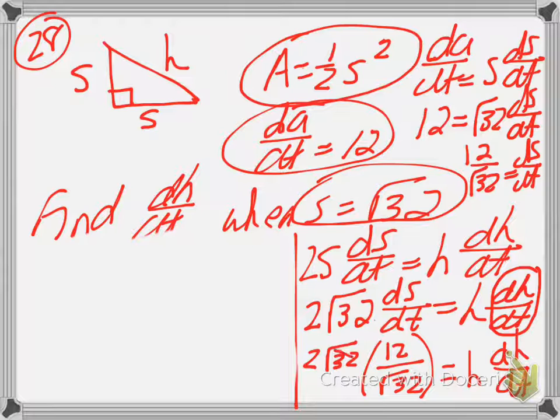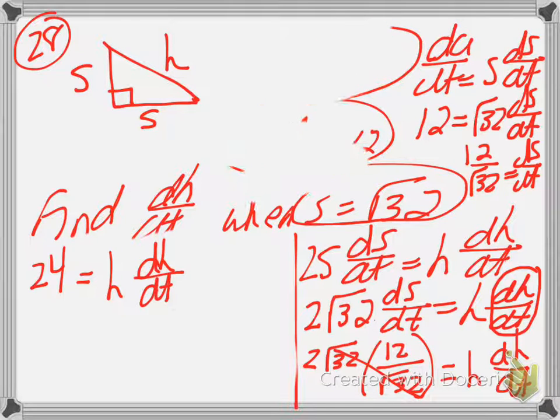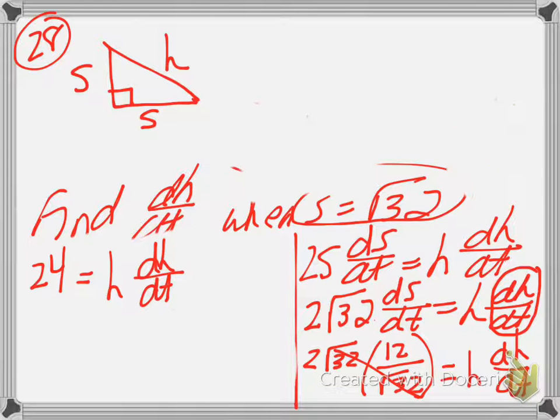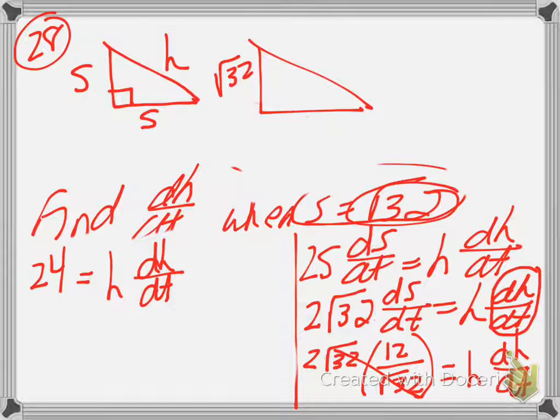All right, so these 32's cancel, and I'm going to get 24 equals h dh over dt. So it would seem at this point that we're kind of stuck and we don't have h, but we do have a way to find h, because we know that at this point s is equal to radical 32. So don't I really have something that looks like this?